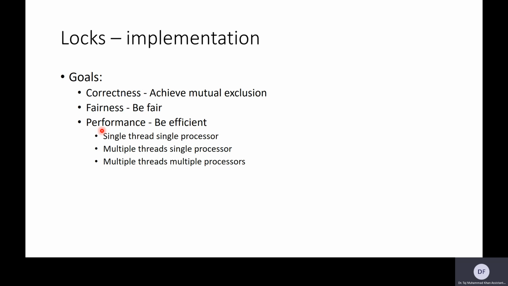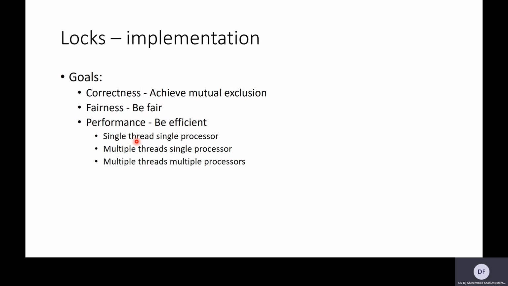The third criterion, which is also important, is performance. The implementation should not be too slow. If the implementation is slow, then all our programs would become slower because of this locking and unlocking. So it should be efficient, and it should work on a single processor with a single thread, a single processor with multiple threads, and multiple processors with multiple threads, in terms of both correctness and performance.